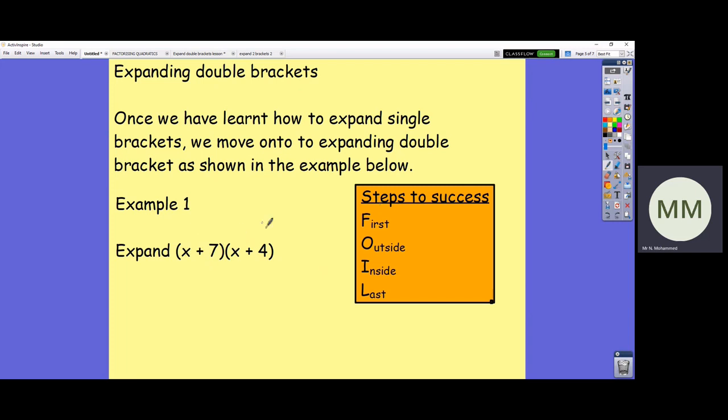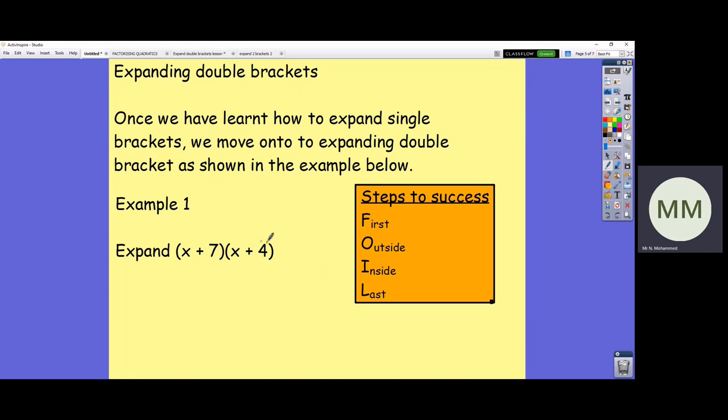Then you do x times the 4, which are your two outside terms. Then you go to your inside term, which is 7, and you times that by x and you get 7x. And then you go to your last terms, which are your 7 and your 4, and you multiply them. Some people like to use this. I'm not too fussed about what you use as long as you get the answer correct.